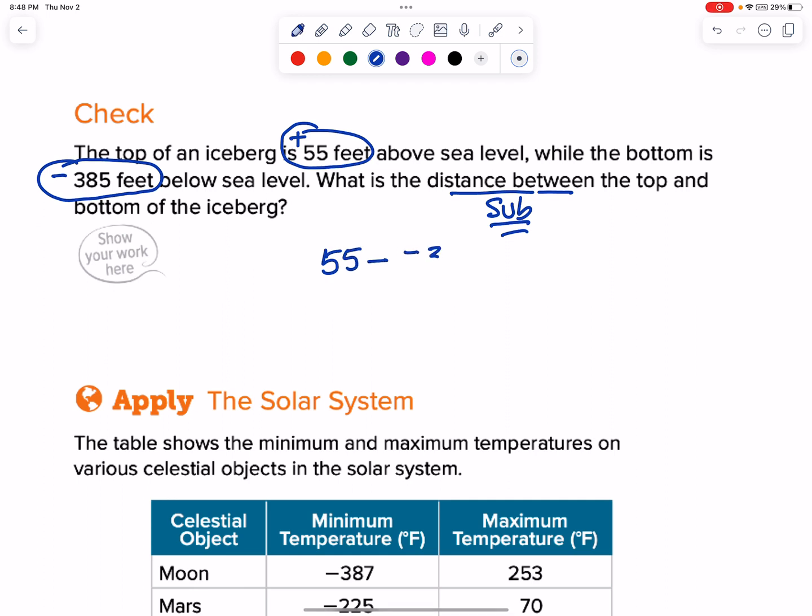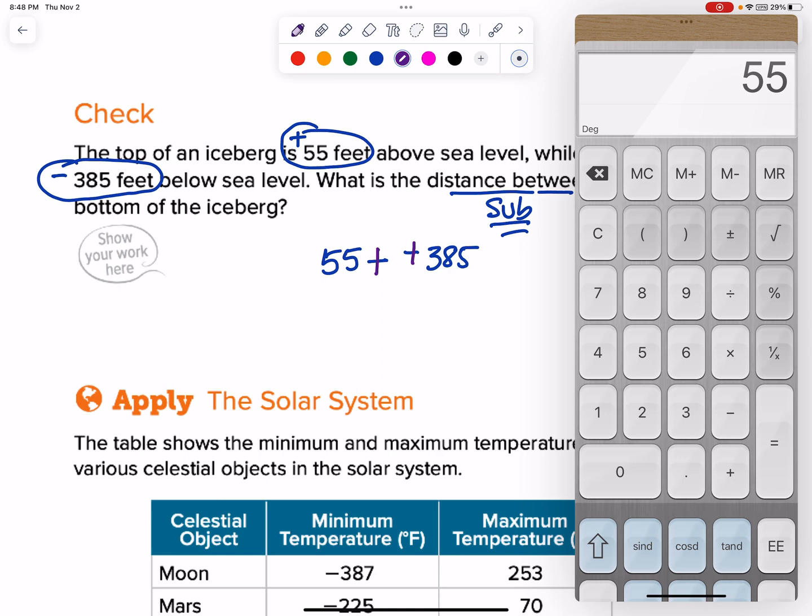It's a -385. Do we subtract? Nope. We go to where? KFC. So keep the first sign, flip, and change. Now we have same signs, add and keep. So we're just going to add these up.